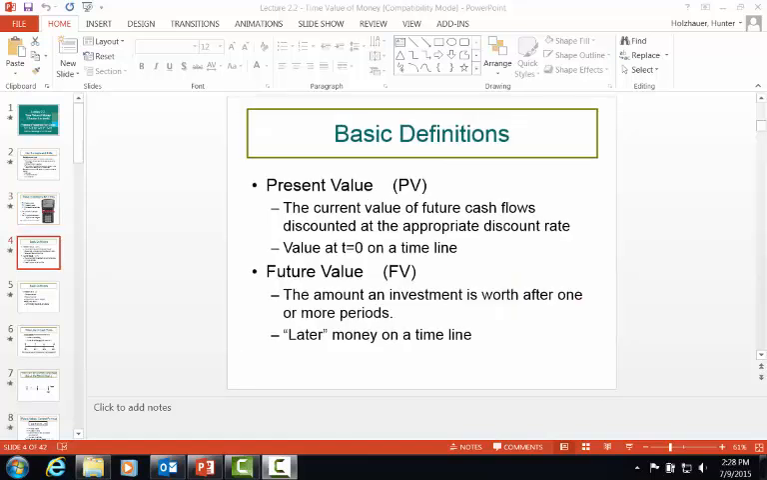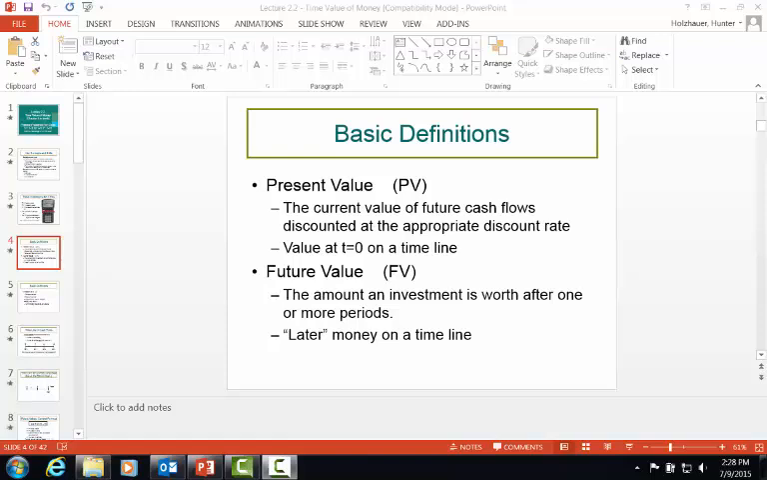All right, now I would like to switch to the basic definition slide. So let's talk about a few basic definitions real quick. First being the present value. The present value is the current value of future cash flows discounted at the appropriate discount rate. In other words, what would I pay today for the cash flows that I expect in the future?